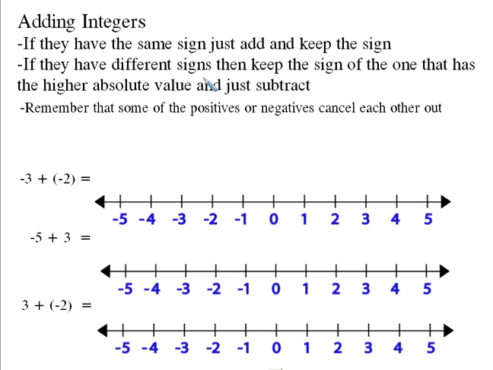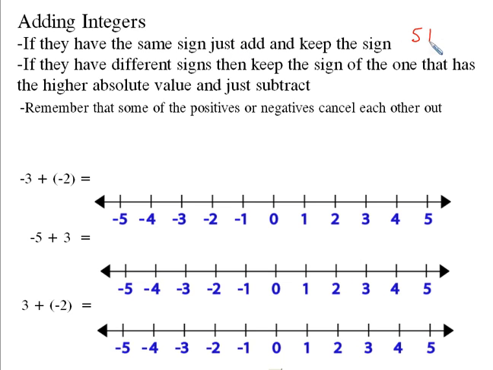If they have different signs, then you keep the sign of the one that has the higher absolute value and just subtract. We'll get to what all this means in a second. And remember that some of the positives and negatives cancel each other out. So what I mean by this whole idea of just keep the sign, you do this all the time.